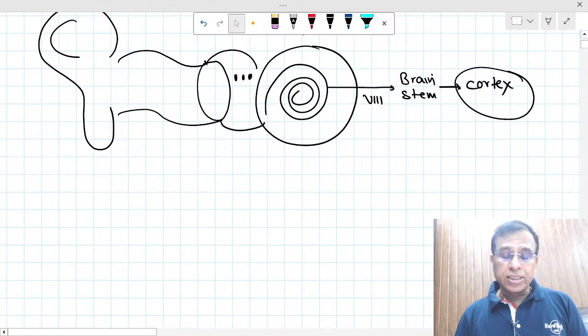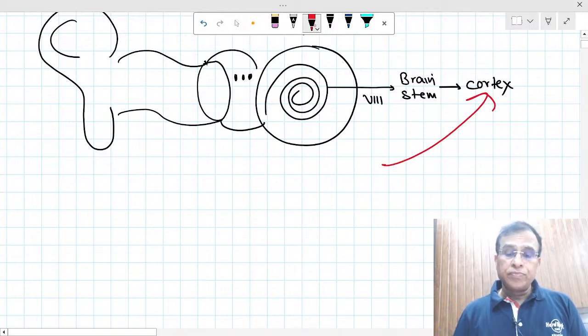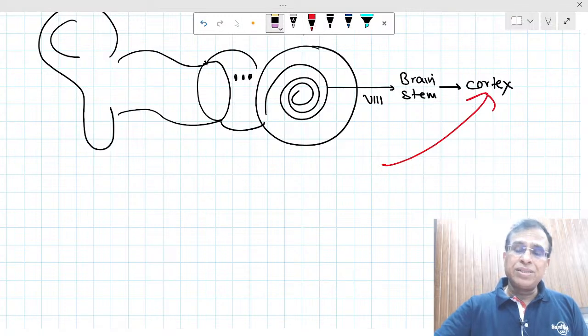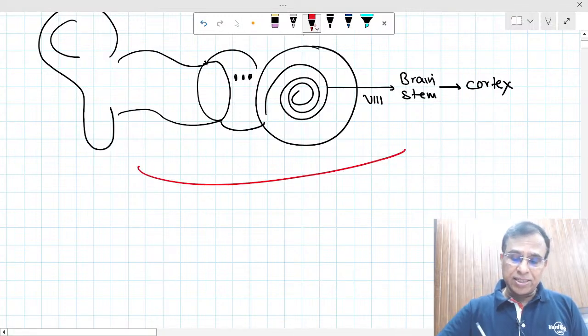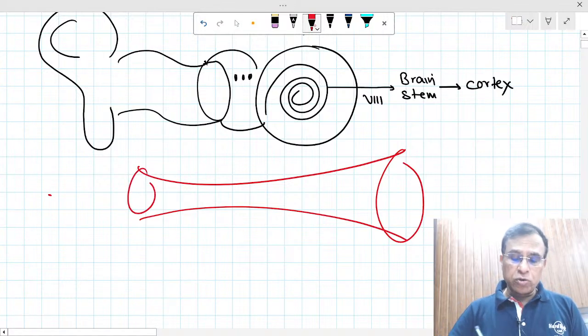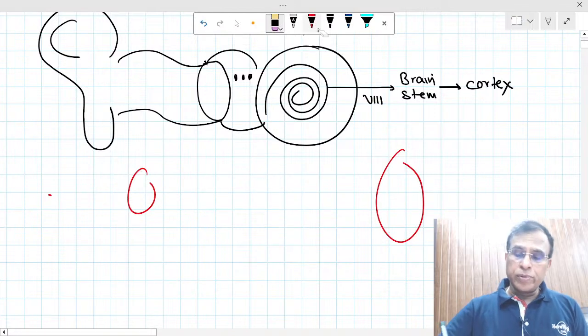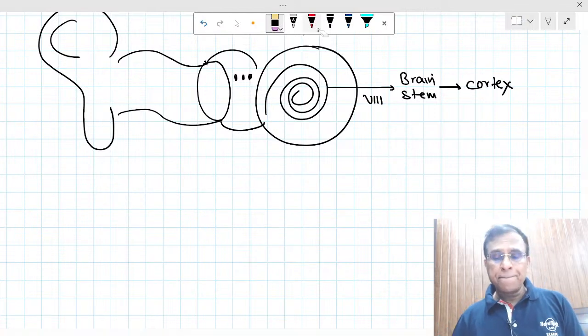Now my first question is, if the sound has to finally go from outside to the cortex, why do we have such a complicated thing? Why don't we have a simple tunnel? If you have a simple tunnel, let's say from outside to inside, the sound can go through this tunnel and reach the cortex. So why do we have so many complications in the pathway?